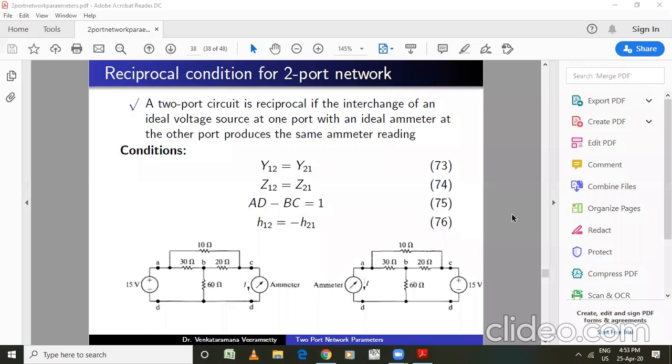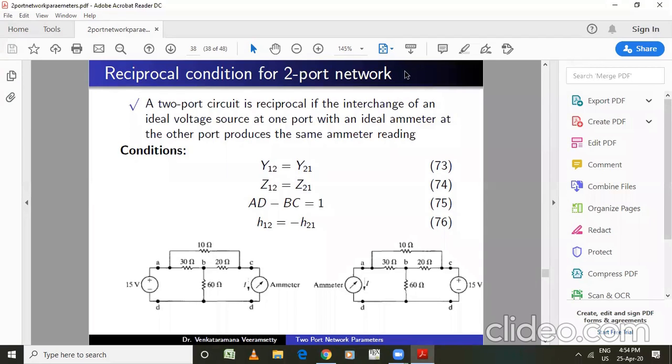Okay, okay. So in today's session we are going to discuss the characteristics of the two-port network, and later I want to discuss the conversion of H parameters into all the remaining parameters.